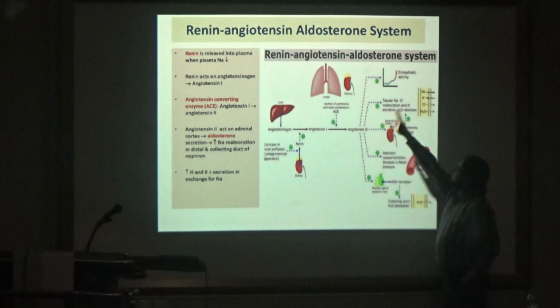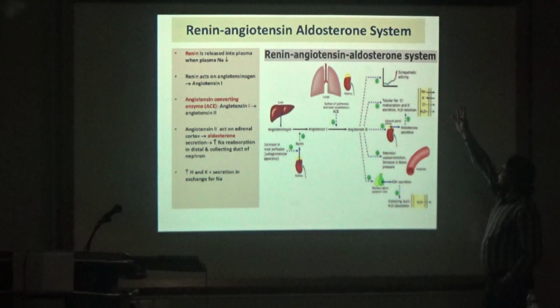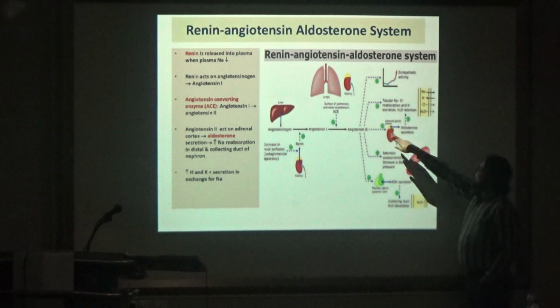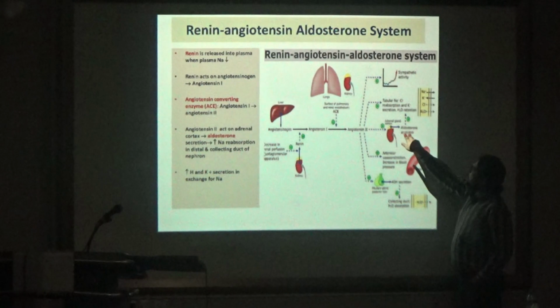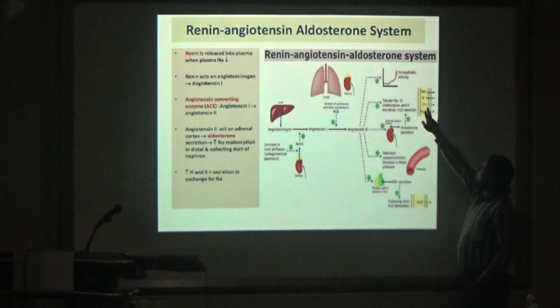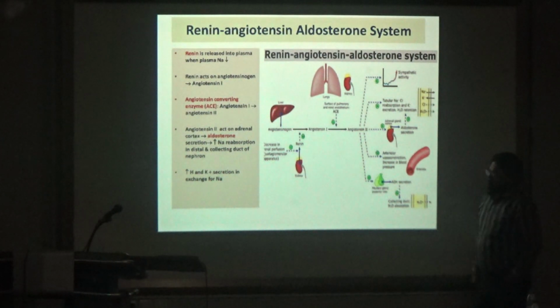More than this, angiotensin 2 has multiple effects, like sympathetic stimulation, and it also stimulates the adrenal gland to produce aldosterone. Aldosterone deals with sodium, potassium, chloride and water. Four things, guys.